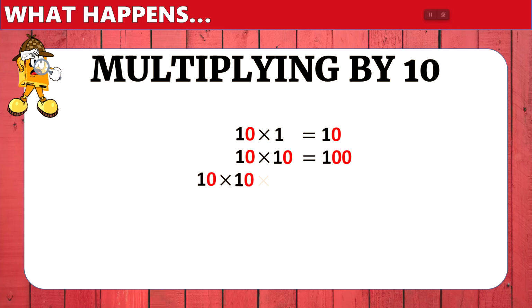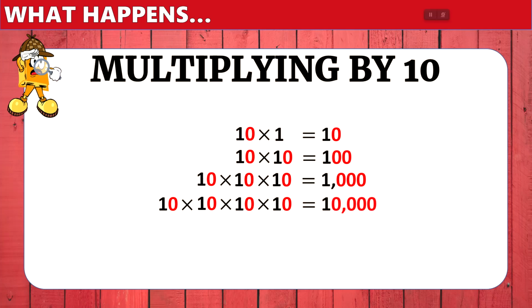So 10 times 10 times 10, we can guess, since it has 3 zeros in the question, the answer will have 1 with 3 zeros, which is 1,000. Here's 3 zeros, and now we know what to do. 10 times 10 times 10 times 10. It's not 40. 10 times 10 times 10 times 10 is 10,000.